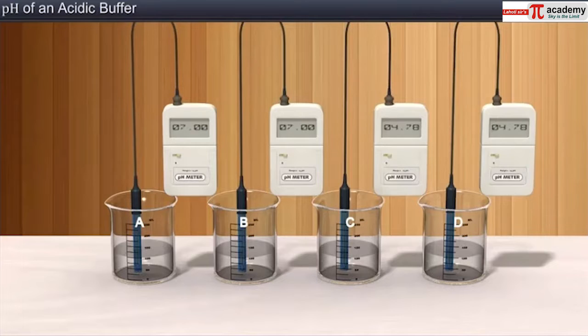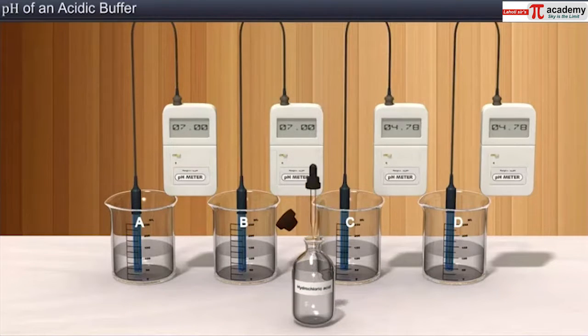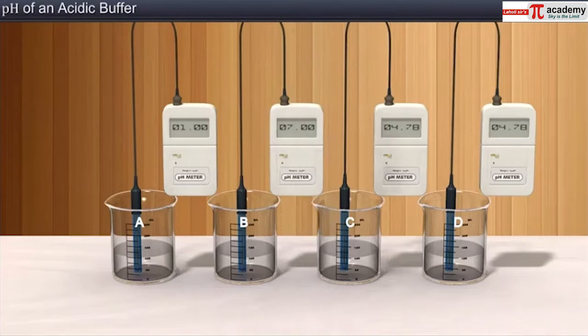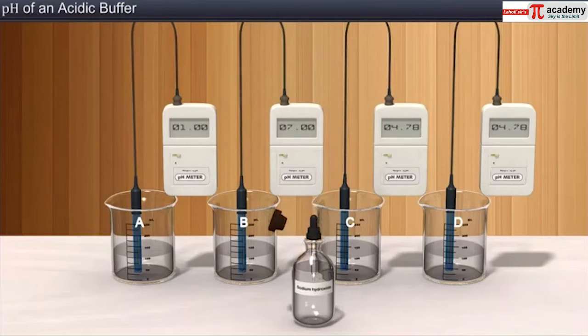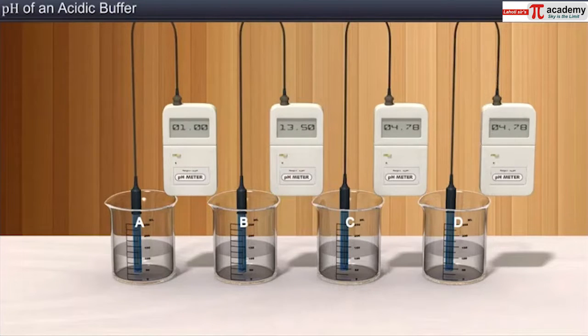Next, add a few drops of hydrochloric acid to beakers A and C and a few drops of sodium hydroxide to beakers B and D. Once again, find the pH of the contents of all the 4 beakers.